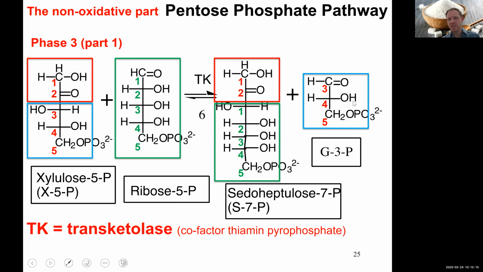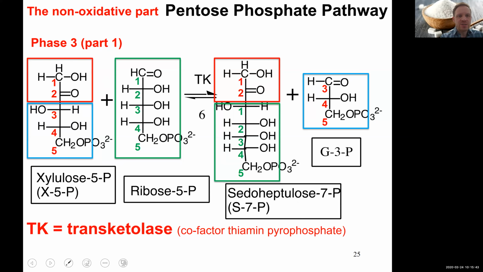So we have these 2 different isomerization reactions. Now phase 3 comes into play. Keep in mind, our job here is to return 5 carbon sugars into 6 carbon sugars. So what we're doing in the third phase is a lot of shuffling around of pieces of these 5 carbon sugars to go back to a 6 carbon sugar. And it's actually not that easy. So what are we doing here?